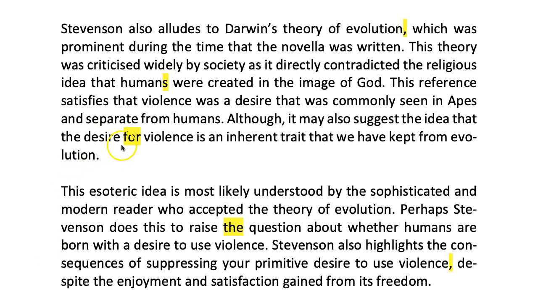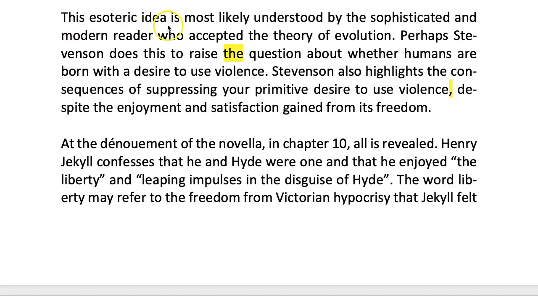So is he trying to show that their fears are irrational, or is he trying to stoke those fears to engender a sense of panic so more people will be deeply affected by his novel? Or a more sophisticated interpretation, is he trying to do both? On the one hand, heighten their fears, and on the other hand, gently mock and ridicule them as being unrealistic, because he himself was an atheist and therefore couldn't care less about the contradiction with Christianity because he's already rejected it. This esoteric idea is most likely understood by the sophisticated and modern reader who accepted the theory of evolution.